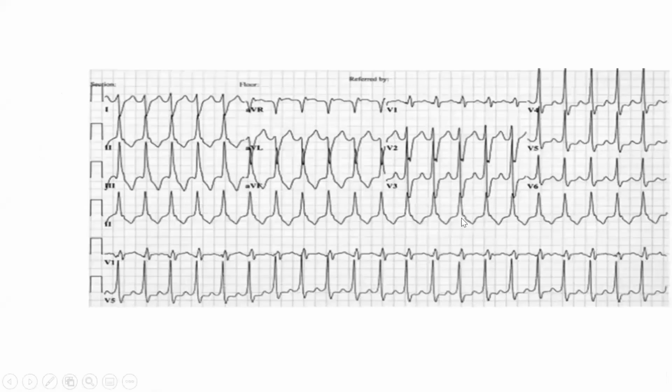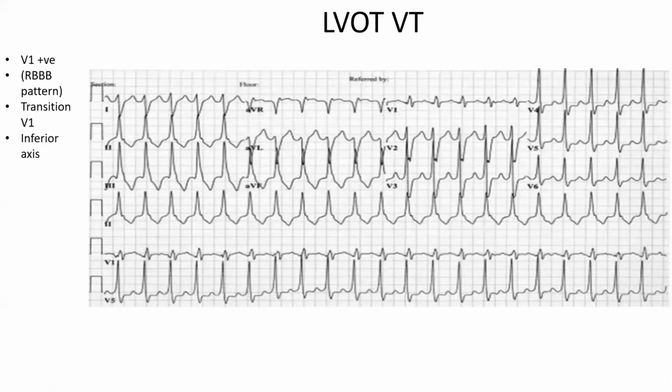This is another example. Here V1 is positive, so it is right bundle branch block, from the left side, and again this is inferior axis. This is LVOT VT.